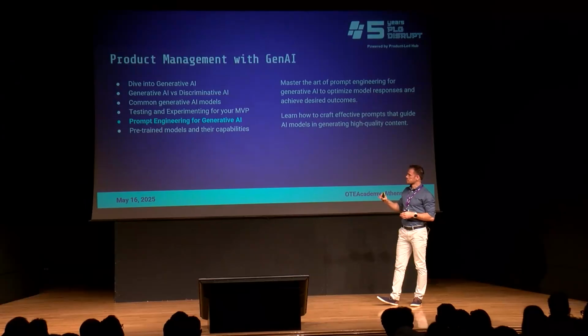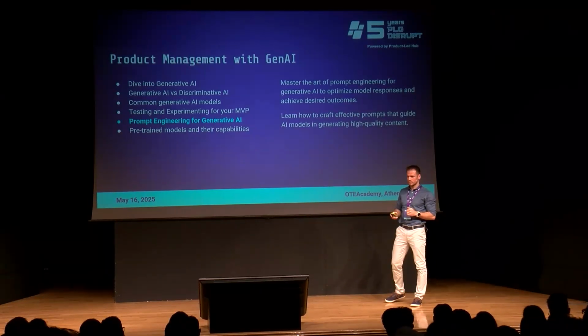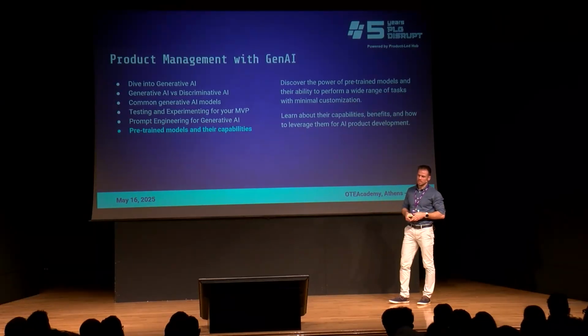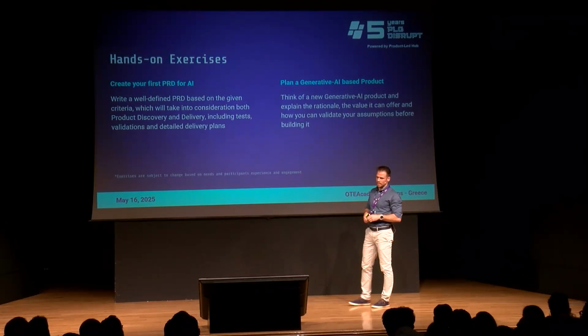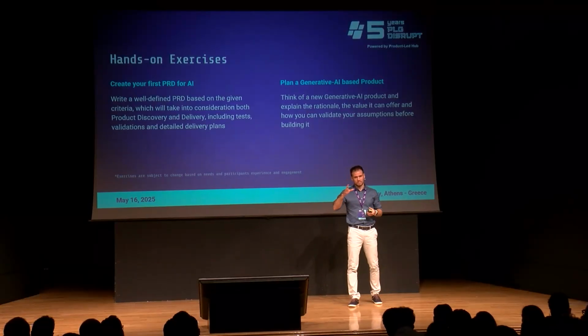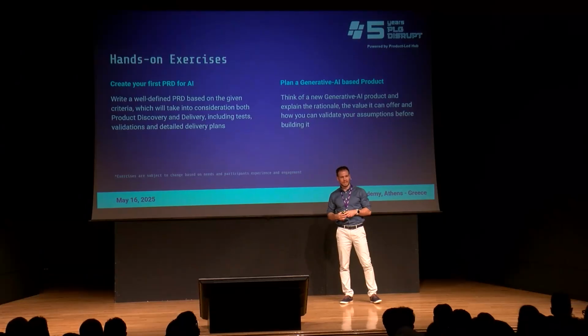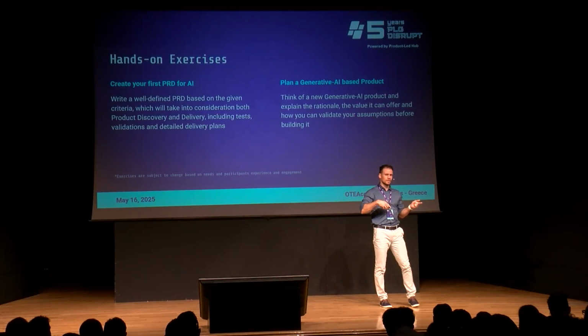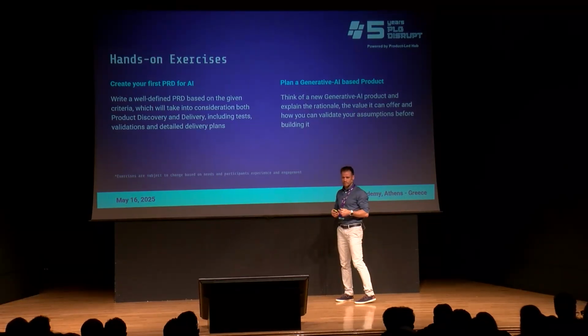And we'll finish with two sections. One section is about prompt engineering for generative AI, with the tools and the logic to actually test and see if this makes sense, if this gives value for your product, and how can you use pre-trained models and their capabilities. We'll finish with hands-on exercises, either first PRD for AI or plan a generative AI-based product. So if you have developers in your team taking John's lesson about building, you can collaborate with those developers by planning this, so you can plan together.